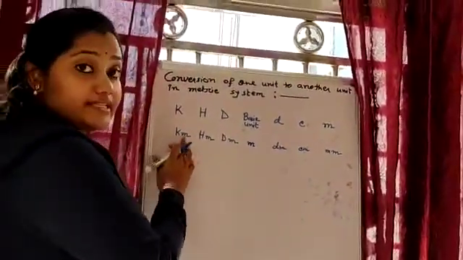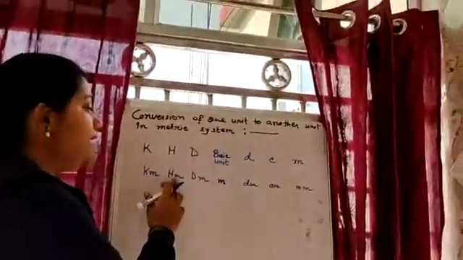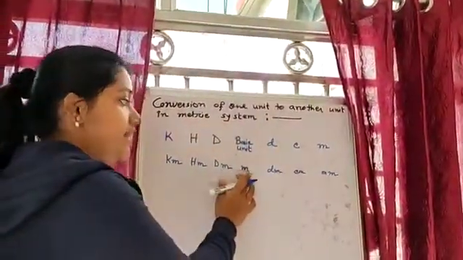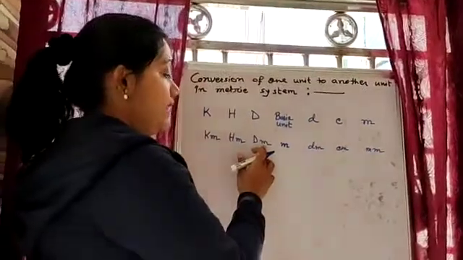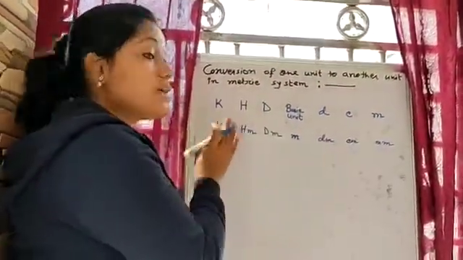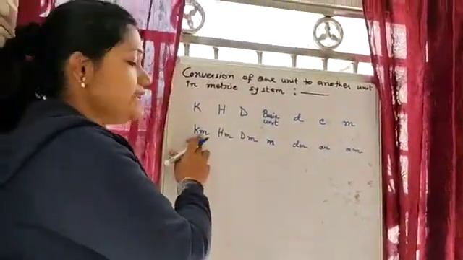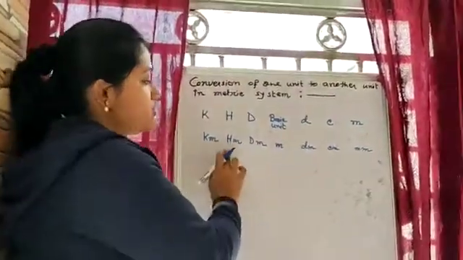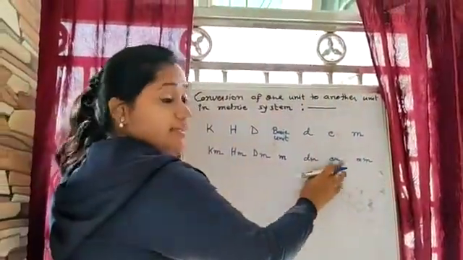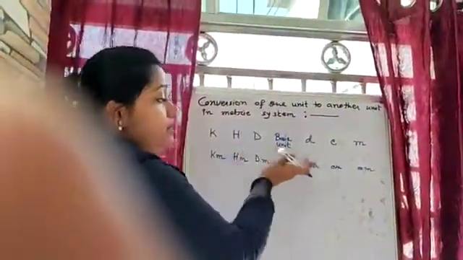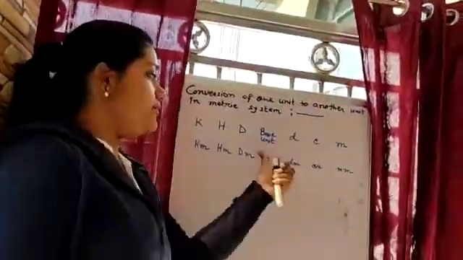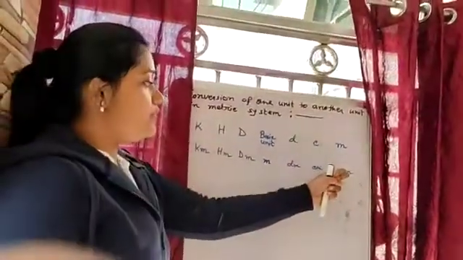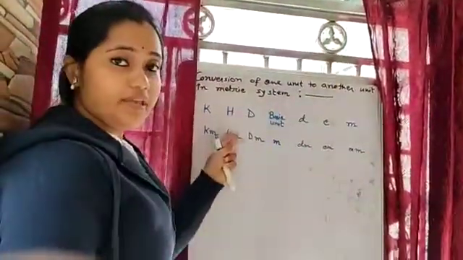So on this side, this one is the smaller, and on this side, this one is the bigger. That is, kilo is a bigger unit than hecto, deca, meter, and so on. Hecto is bigger than deca, but hecto is smaller than kilo. When we go this side, that is bigger unit to smaller unit. And when we go this side, that is smaller unit to bigger unit.